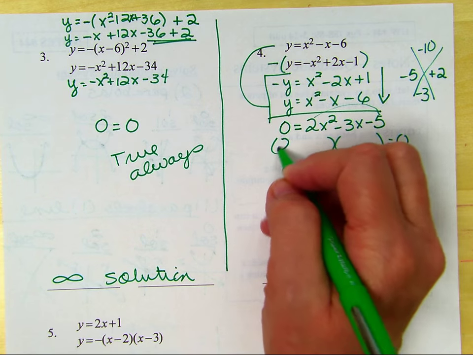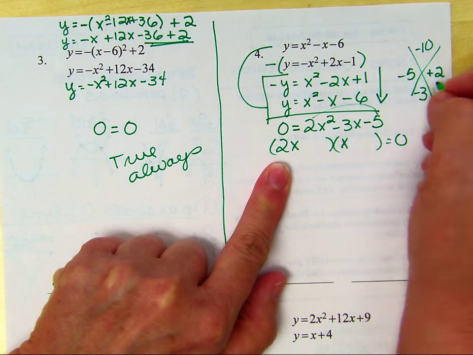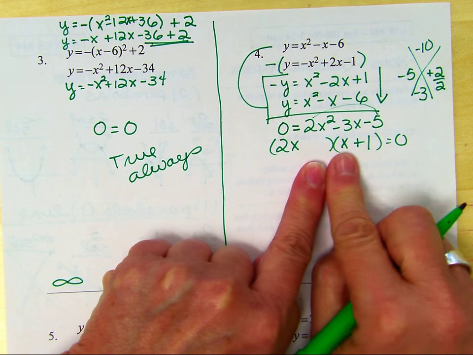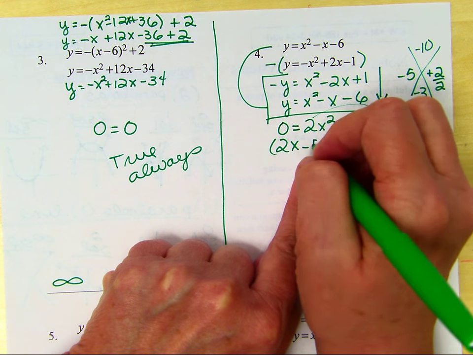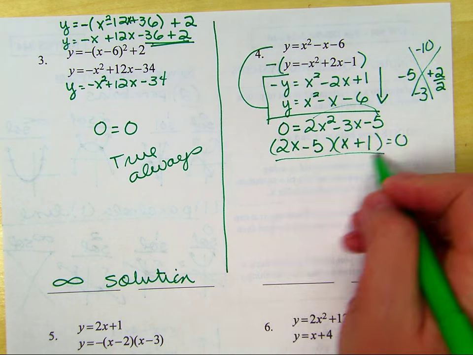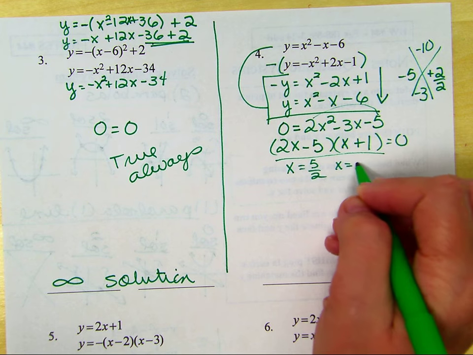2x times x. These are the spots that are going to multiply. So I'm going to put plus 1. These are the spots that are going to multiply, so I'm going to put minus 5. So my solutions are x equals positive 5 halves, x equals negative 1.